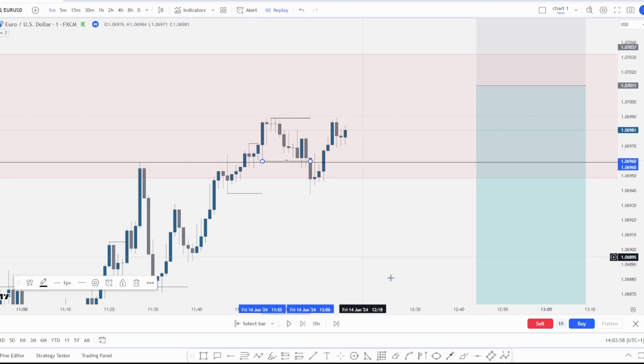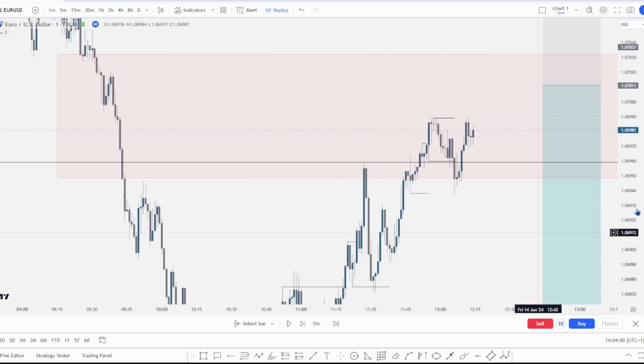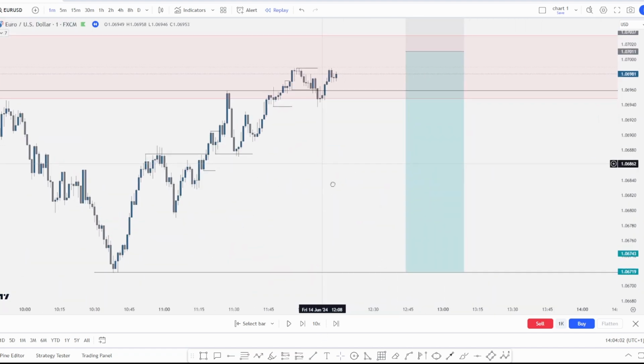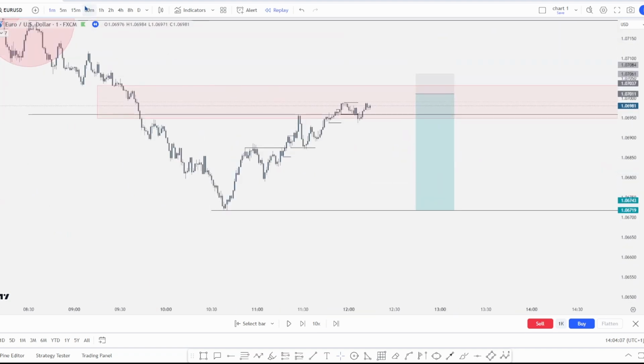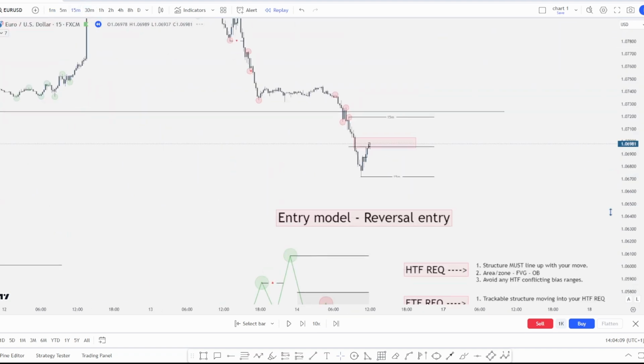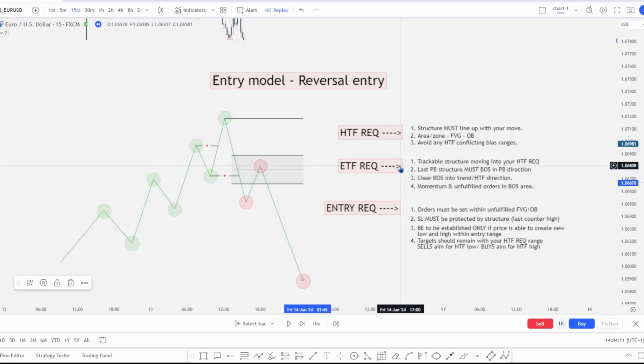Now, we've had a break of structure, so that tells us we actually need to start looking at our entry time frame requirements and if they're being met. So let's pull this up here. I'm going to go to the 15. We're going to pull up our entry requirements. So what are our entry time frame requirements? The last pullback structure must have a BOS in the pullback direction. We've covered that already. So structure has broken up. We saw that. Brilliant. A clear BOS into the trend / higher time frame direction.